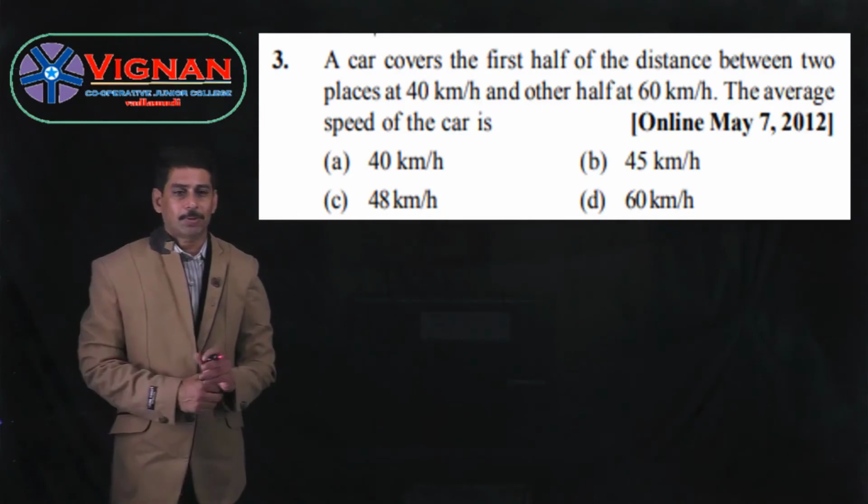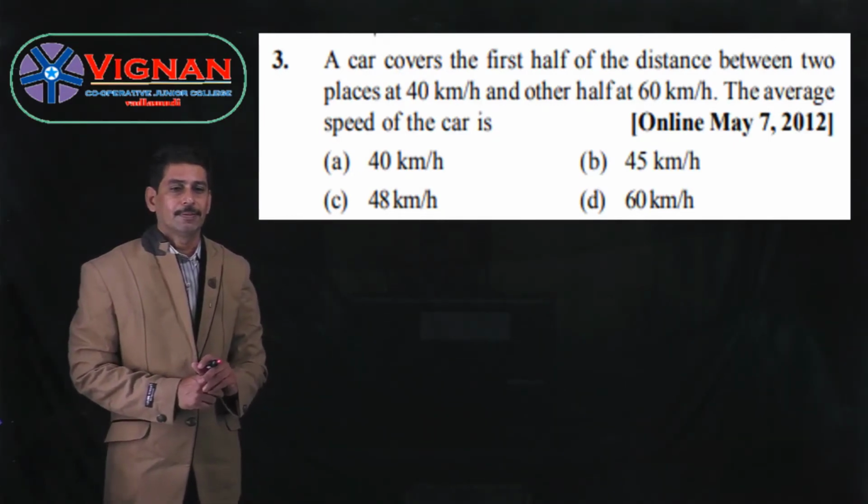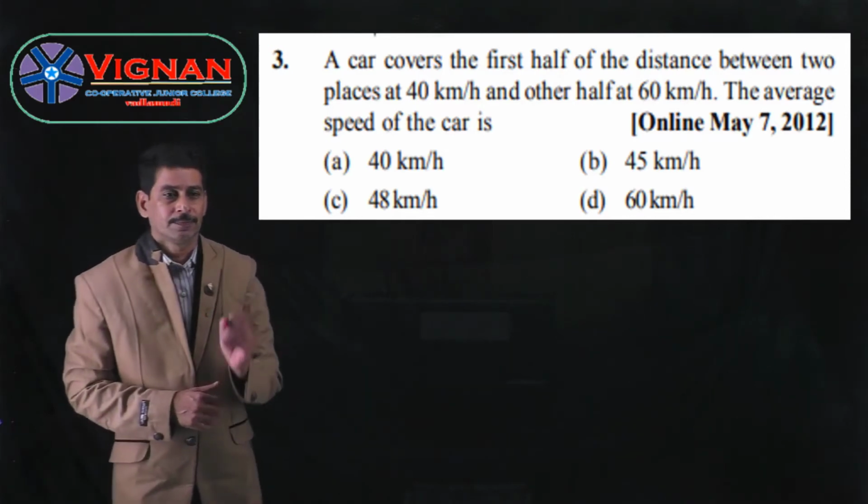Now let us see the next problem. A car covers half of the distance between two places at 40 km per hour and the other half at 60 km per hour. The average speed of the car is.